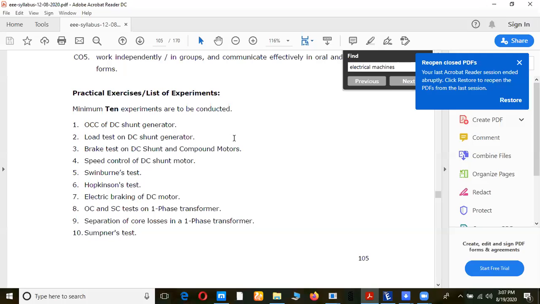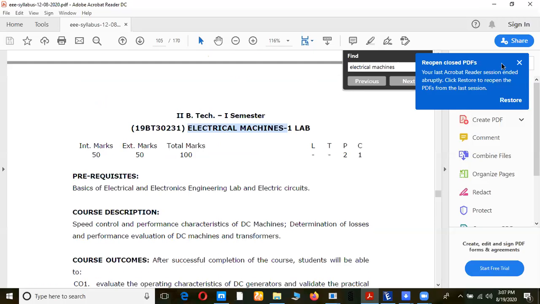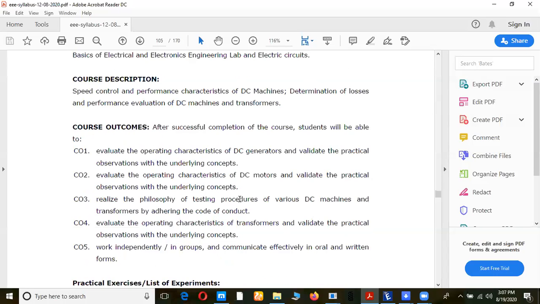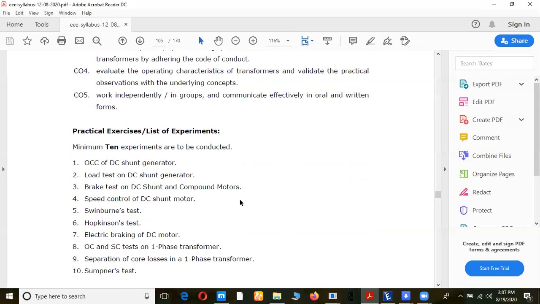Coming to the list of experiments. First is the OCC test, that is, open circuit characteristics of a DC shunt generator. The second one is the load test on a DC shunt generator. The third one is the brake test on a shunt motor and compound motor. And the fourth one is speed control.